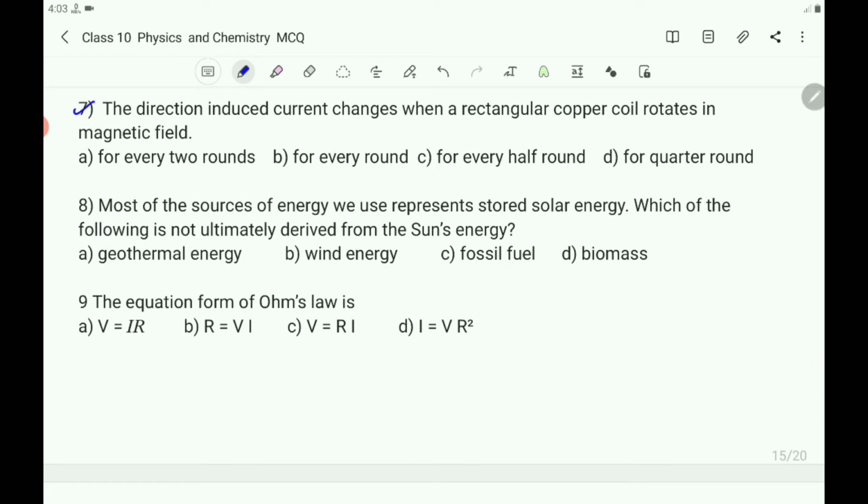Next, let us take the seventh question. The direction of induced current changes when a rectangular copper coil rotates in a magnetic field for every 2 rounds, for every round, for every half round, or for every quarter round. Here you know about alternating current. The direction of induced current changes when a rectangular coil rotates in a magnetic field for every half round. For every half rotation, the direction of the current changes.